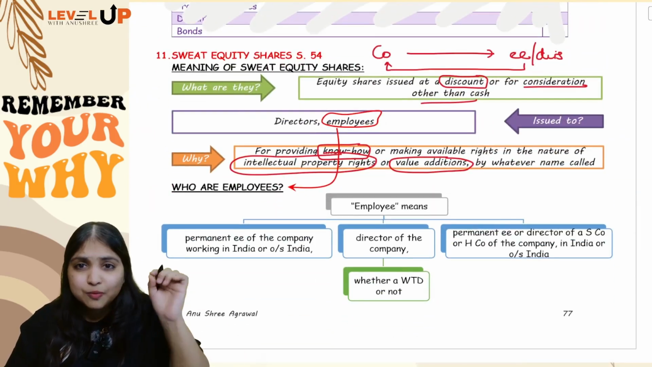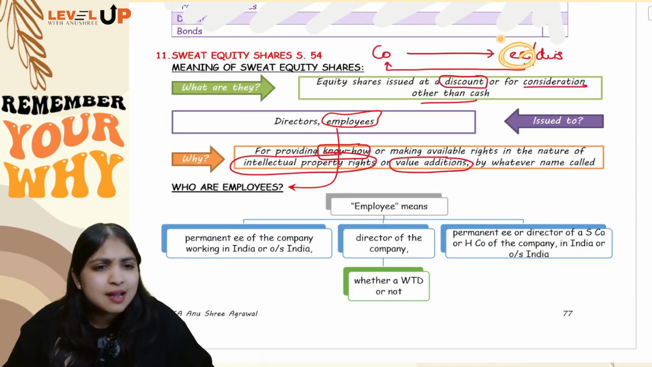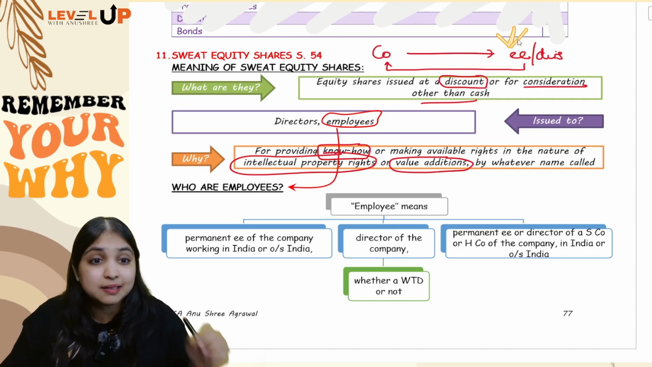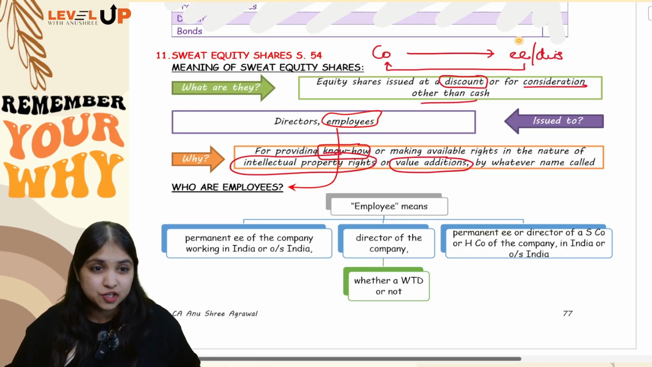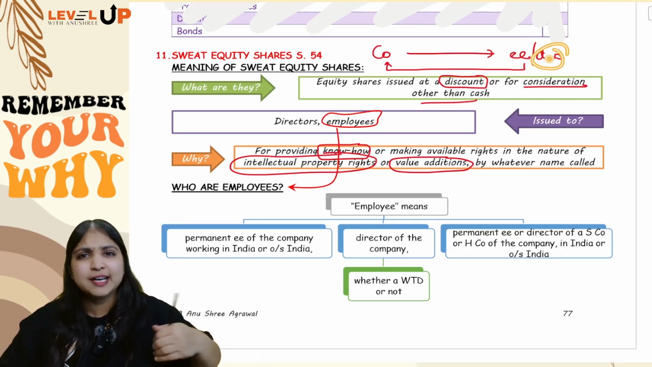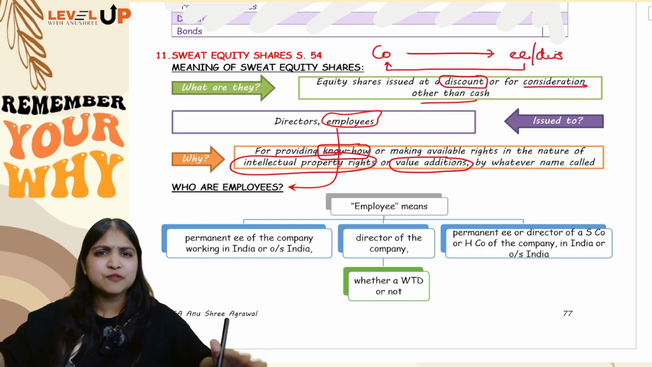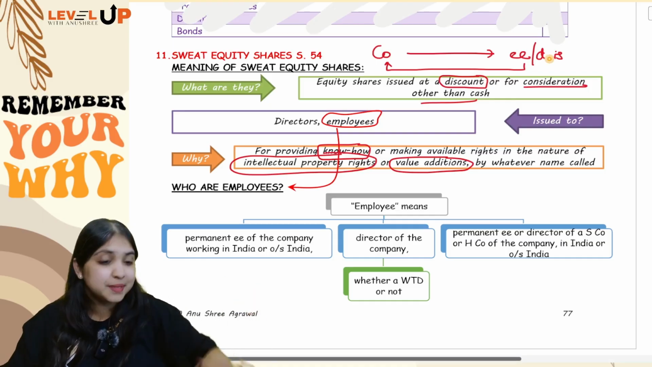Once again, telling you the most important points. Point number 1, the employees have to be permanent employees. Company's employees, holding company's employees or subsidiary's employees, doesn't matter, but they have to be permanent employees, which means they should not be employees on probation and all. Directors can be any kind of directors, whole-time directors, part-time directors. We can have executive directors, non-executive directors, doesn't matter. They can be directors of the company, holding company or subsidiary company, doesn't matter.